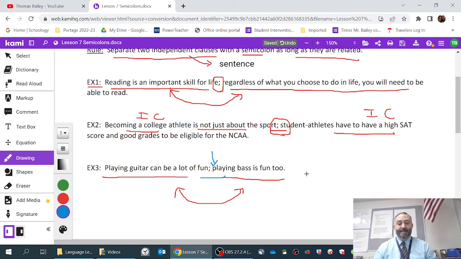So that is how you use semicolons. It's so simple. You have a complete sentence, semicolon, a complete sentence that's related to the first one, period. That's how you use semicolons. So it is so simple that even I can do it.